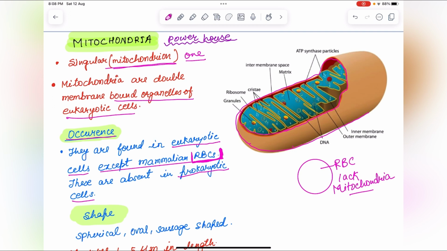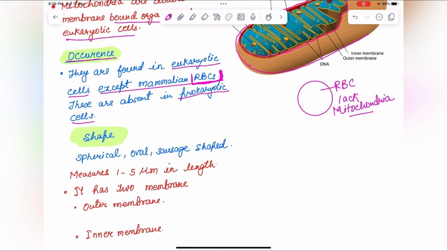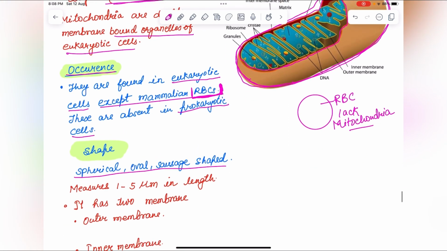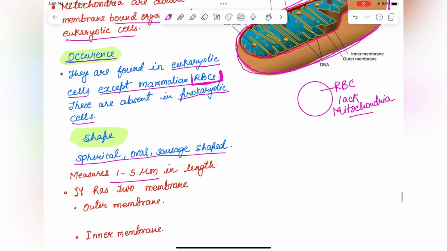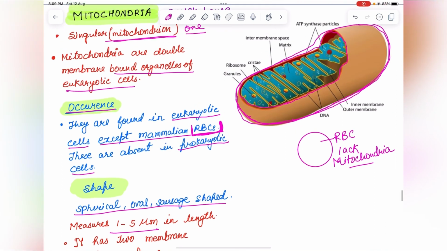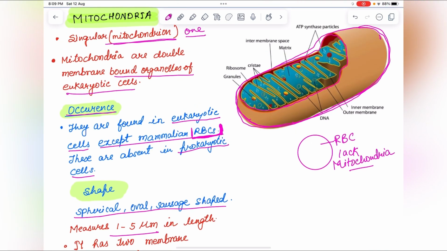Now shape. The shape of the mitochondria can be oval, sausage shaped, or spherical. You can see the structure, it looks like a sausage shape, or you can say oval shape. The length of the mitochondria is 1 to 5 micrometers. Mitochondria have two membranes, the outer membrane and the inner membrane.